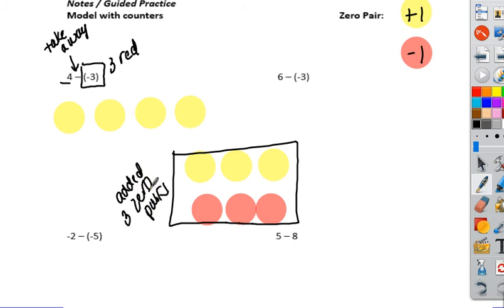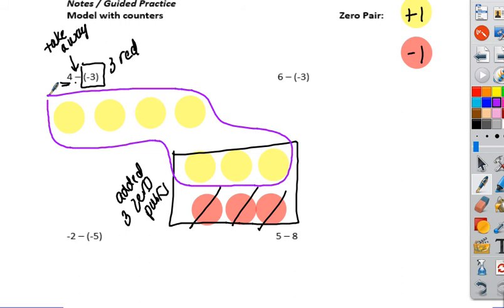Because again, what's their value? 0. Okay? Well, now if I go back to my problem and say, I have 4 yellows, can I take away 3 reds? I can now physically take away those 3 reds, and I'm left with, let's do this in a different color, I'm left with my 4, 5, 6, 7 yellows, so my answer is a +7.